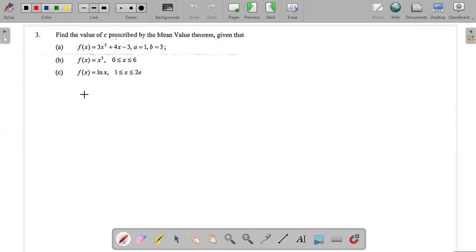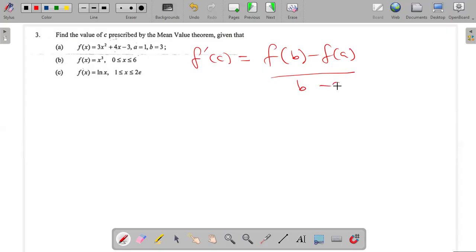Okay, next, they're telling us to find the value of c prescribed by the mean value theorem given this and that. So the mean value theorem says that f prime of c, for some value c, is equal to f of b minus f of a, divided by b minus a. You can see that this actually looks like the formula for the slope of a line.